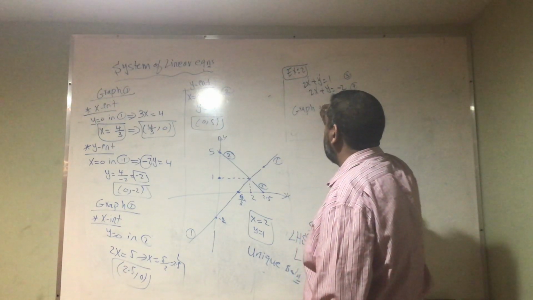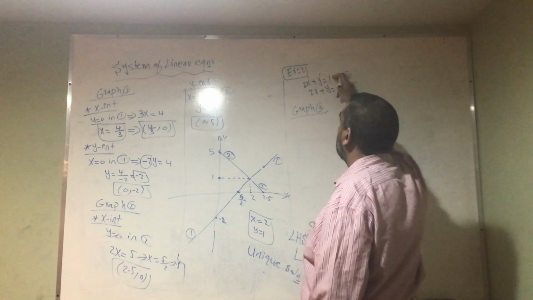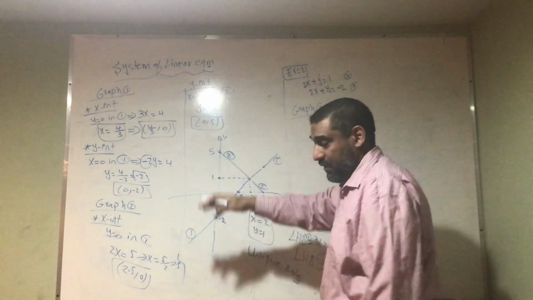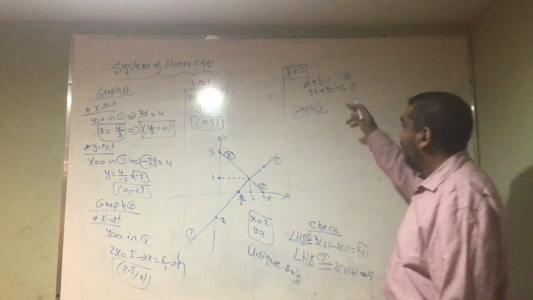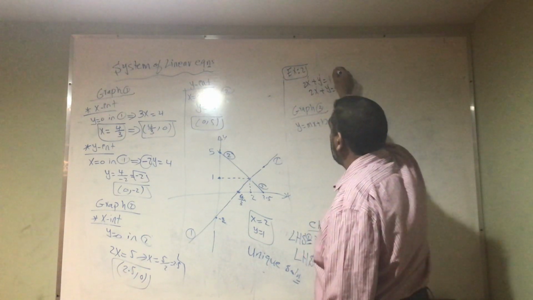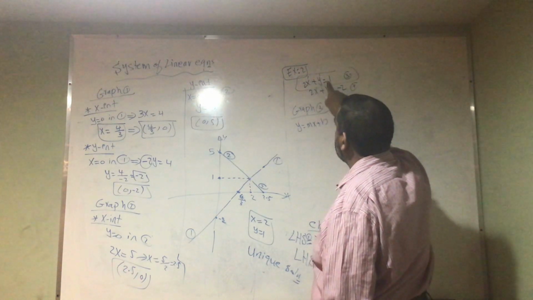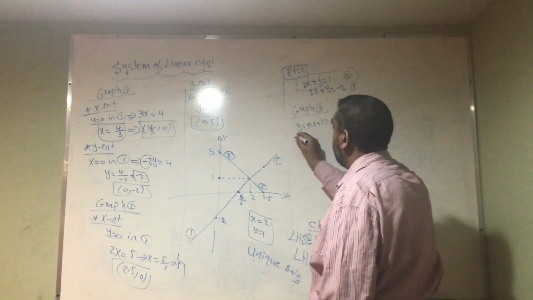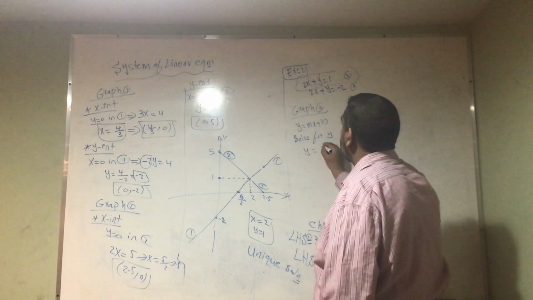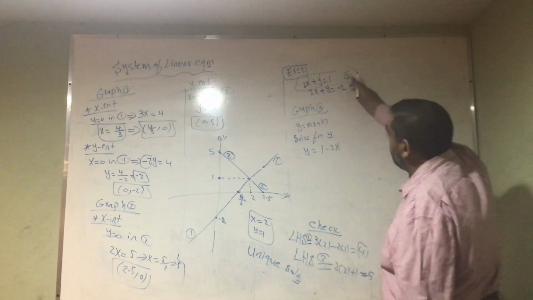How to graph line number 3? If you want, I could rewrite this before I graph number 3. You can graph it as I did for the previous example, or I could write y = mx + b. How to write equation 3 as y = mx + b? I need to get y. If I solve equation number 3 for y, what do you get? y equals 1 minus 2x. That is equivalent to number 3.